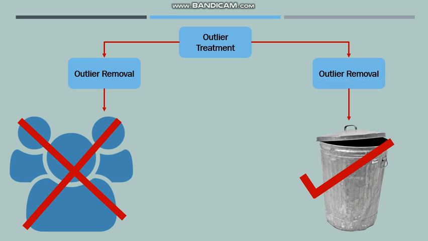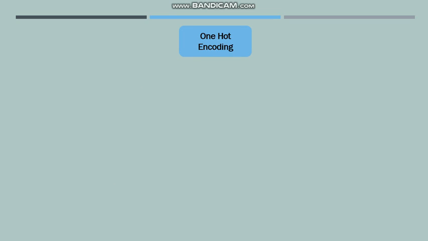So outlier treatment is a careful technique, so we think about it. How do we treat outliers? The best thing is to consult with domain expertise, so we can discuss whether we should remove this value or not. Our next thing is one hot encoding.